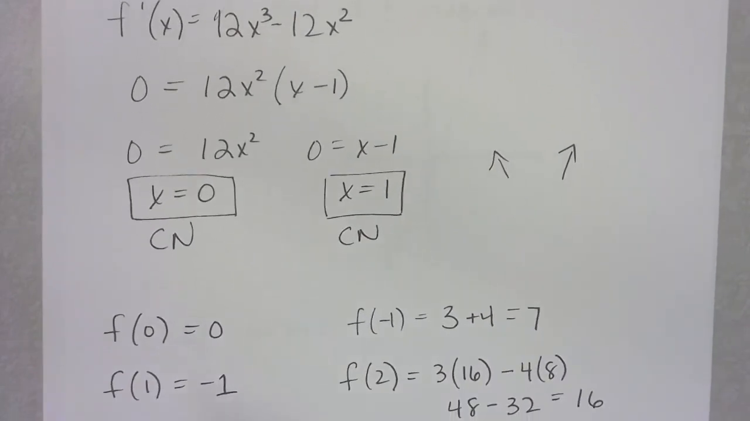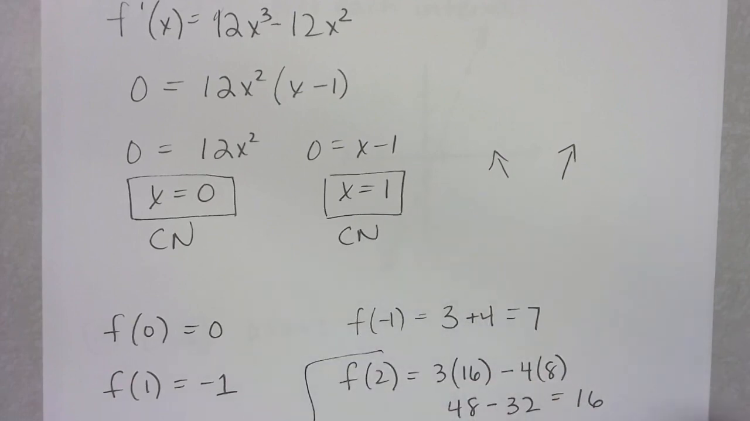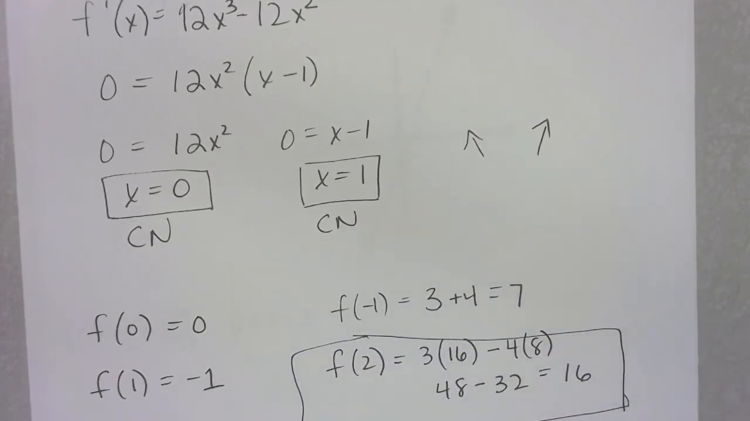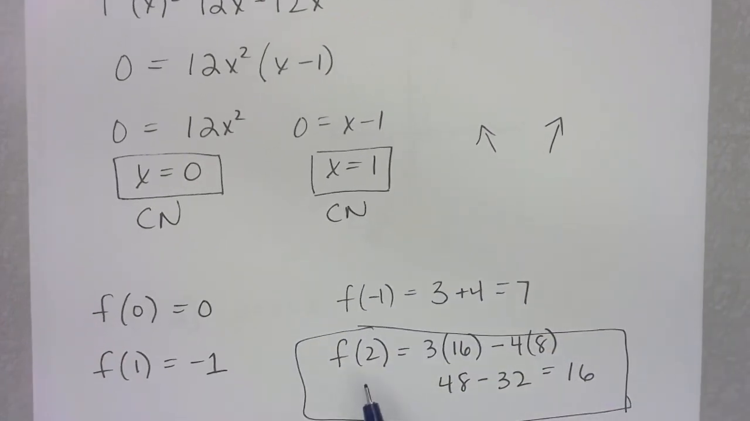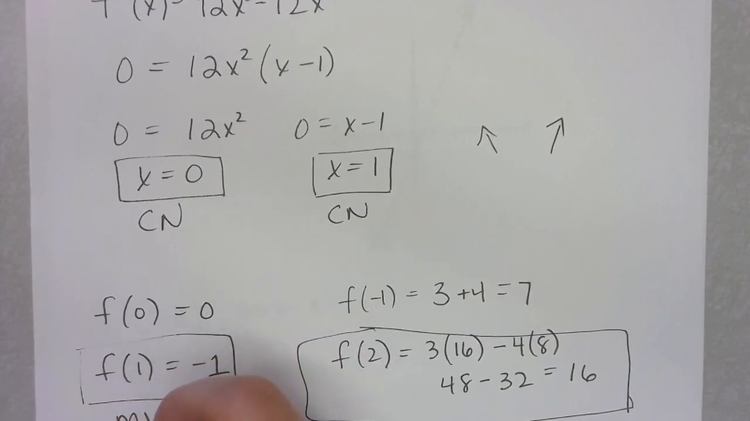So I've evaluated, these are my critical numbers, these are my endpoints, and now I'm going to look, okay, well, what's my biggest y value? Well, my biggest y value is right here, right? So my maximum occurs at x equals 2, and it's 16. And my minimum comes at, so this is my min, and this is my max in the interval.